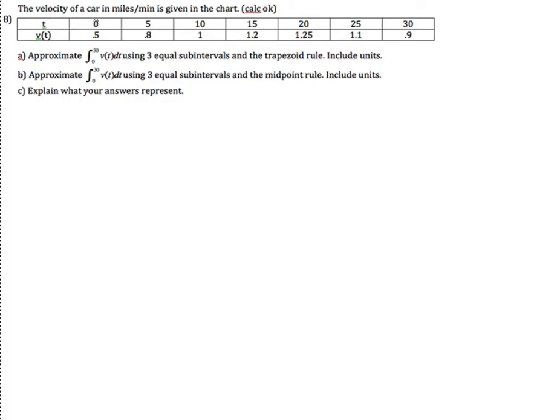All right, this problem now. Velocity of a car in miles per minute is given in the chart. Approximate using 3 sub-intervals and the trapezoid rule for part 1. So if we want 3 sub-intervals, you got to split it up into 3 equal sections. So that's one section. That's another section. And that's my last section right there. Notice that they share points.